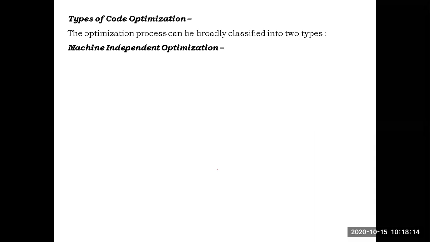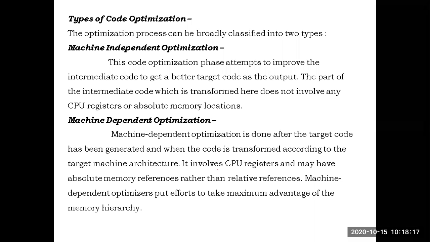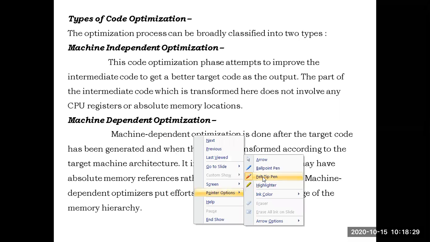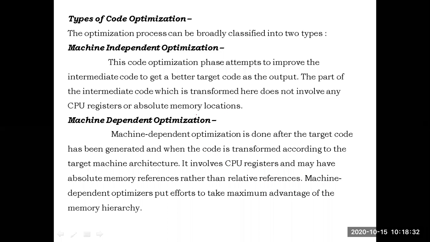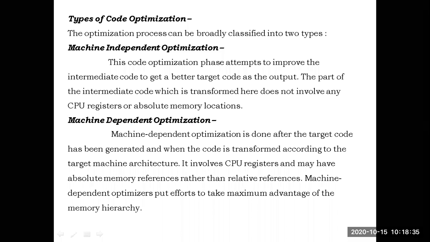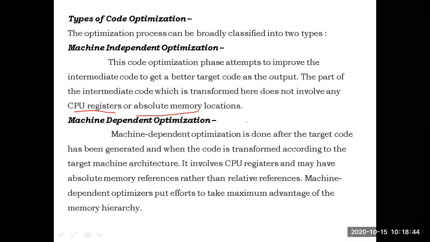Okay. When we come to the types of code optimization, there are two types: machine independent optimization and machine dependent optimization. What does machine independent optimization mean? Here optimization is performed on the intermediate code, which is independent of the machine instruction set. It does not consider the CPU registers, memory locations or instruction set. Since the intermediate code does not involve the machine instruction set, this type of optimization on the intermediate code is called machine independent optimization.